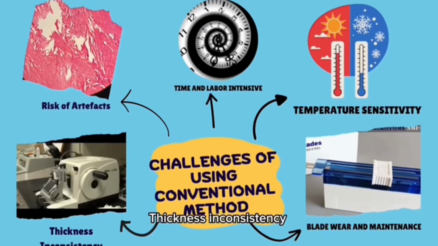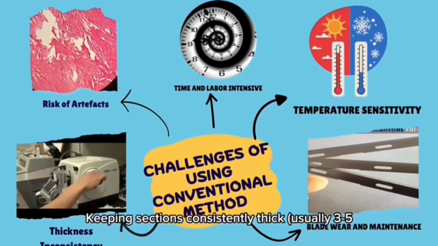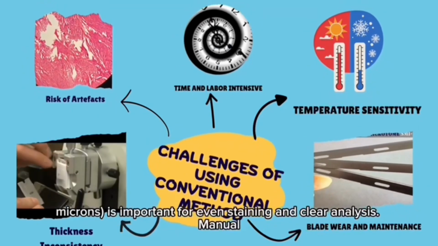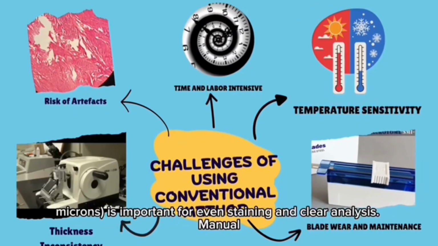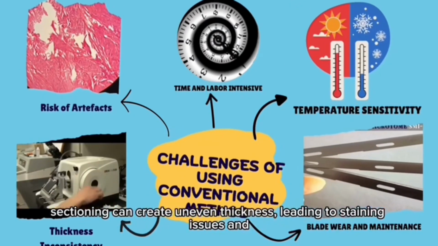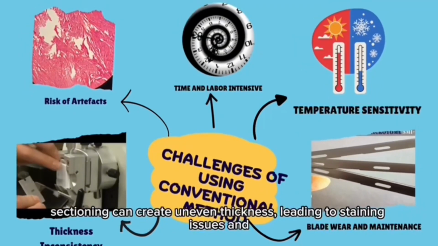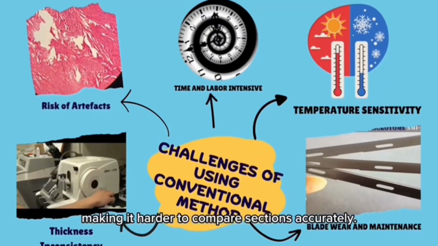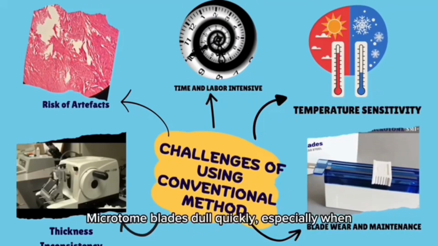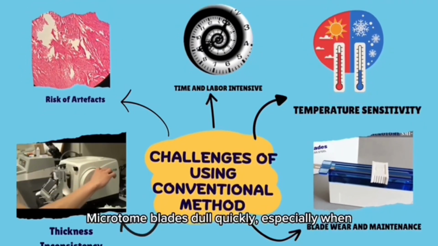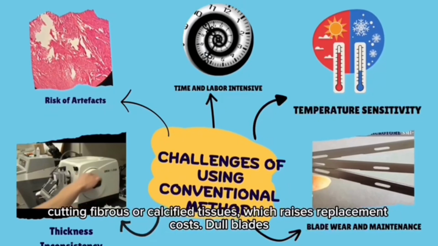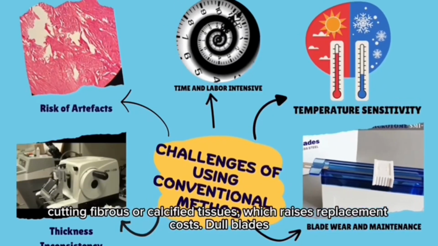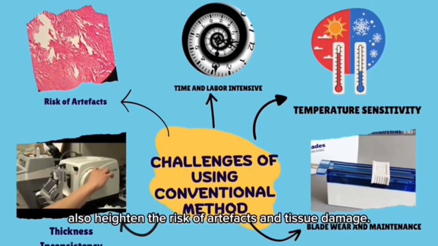Thickness inconsistency. Keeping sections consistently thick, usually 3 to 5 microns, is important for even staining and clear analysis. Manual sectioning can create uneven thickness, leading to staining issues and making it harder to compare sections accurately. Blade wear and maintenance. Microtome blades dull quickly, especially when cutting fibrous or calcified tissues, which raises replacement costs. Dull blades also heighten the risk of artifacts and tissue damage.